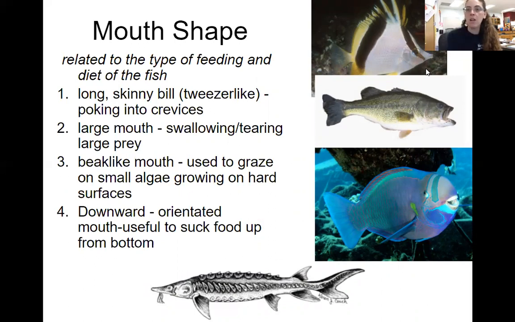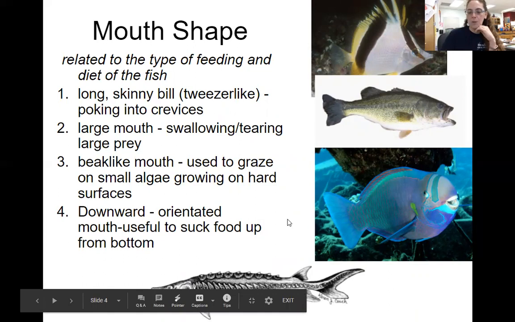Some fish have very large mouths. Now that large mouth can be for bringing in lots of water for filter feeding, or just simply for it being big enough to swallow another fish. And then we have those with a beak-like mouth, used for scraping algae or chewing on plants. And then one that's pointed downward, very important for our bottom-dwelling fish.